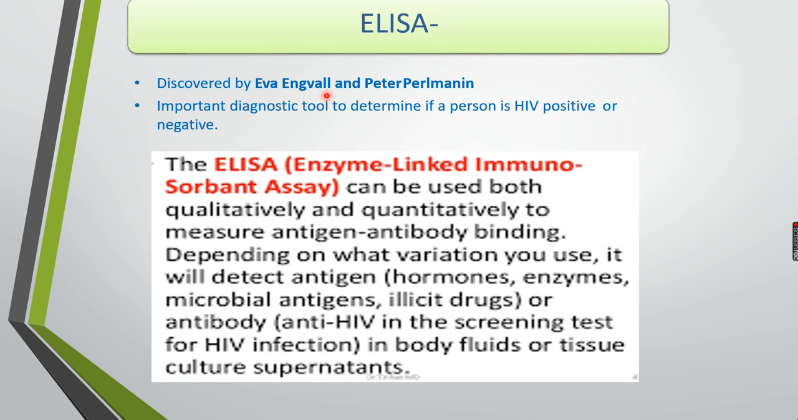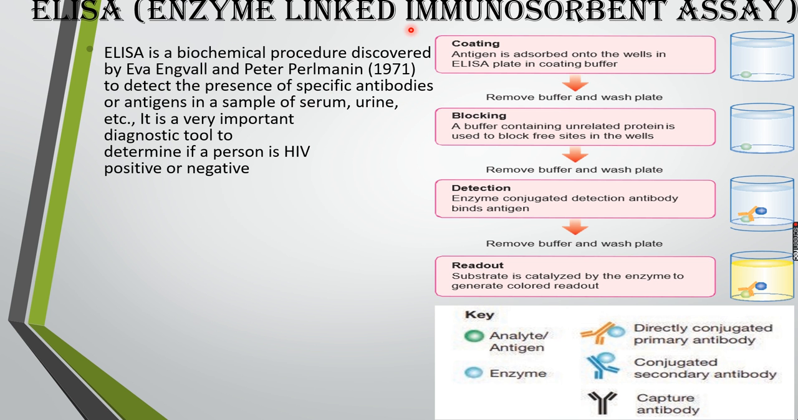It was discovered by Eva Engvall and Peter Perlmann, to find whether a particular patient is HIV positive or negative. Okay, now we'll see the enzyme-linked immunosorbent assay technique. It is a biochemical procedure, discovered by Eva Engvall and Peter Perlmann in 1971. What is its main aim? To detect the presence of specific antibodies in samples of blood serum or urine. It is a very important diagnostic tool to determine whether a person is HIV positive or negative.